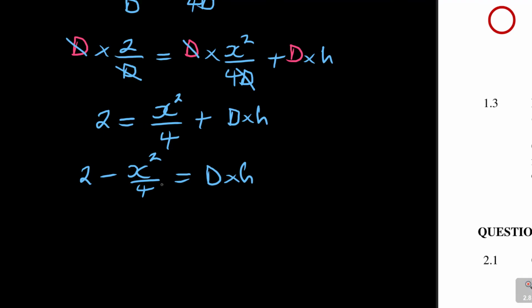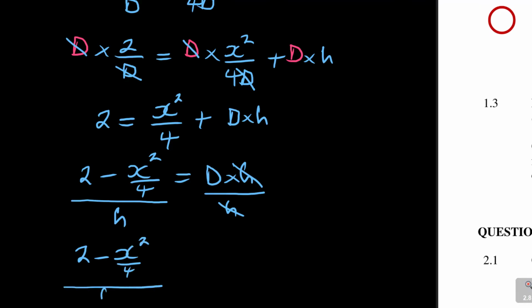Okay. Then from here, what do I have? I'm left with h. Still, d is attached to h with a multiplication. Opposite of multiplication is division. Divide by h. So how do you do it? You can just come here and say over h on everything. Then when you do that, you got your answer. Then your answer is 2 minus x squared over 4 over h is equal to d.